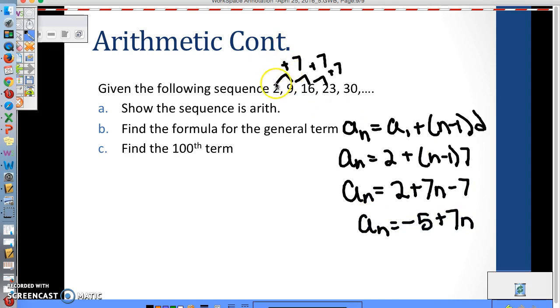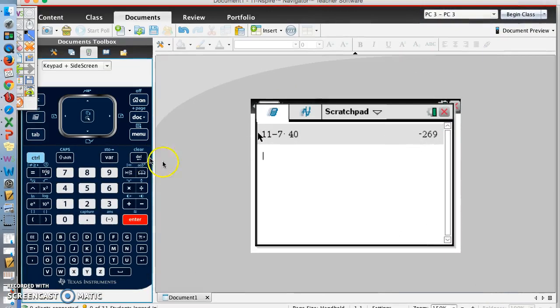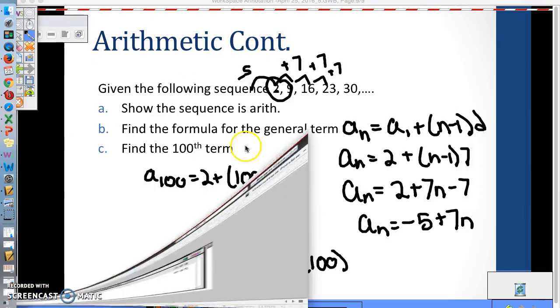And you might recognize that, well, what number do we have to add 7 to get our first term of 2? That would be -5. And then the 100th term, a sub 100, would be -5 plus 7 times 100. Or you could fill in the blanks to this top one. You could say our 100th term equals 2 plus 100 minus 1 times 7. So 2 plus 99 times 7. So we get 695.